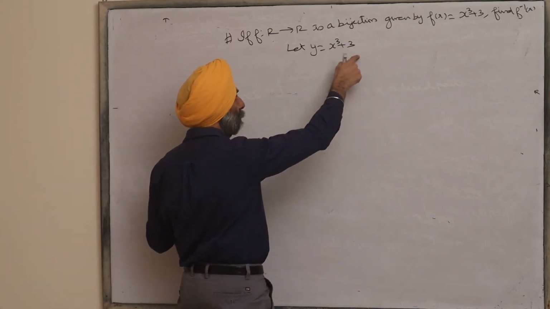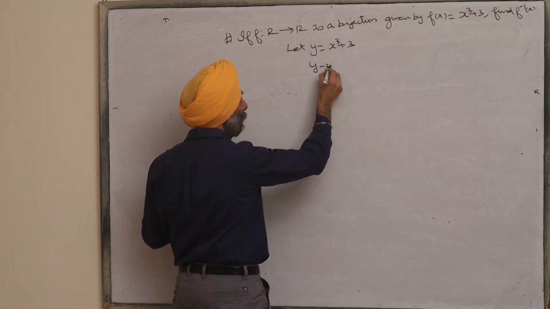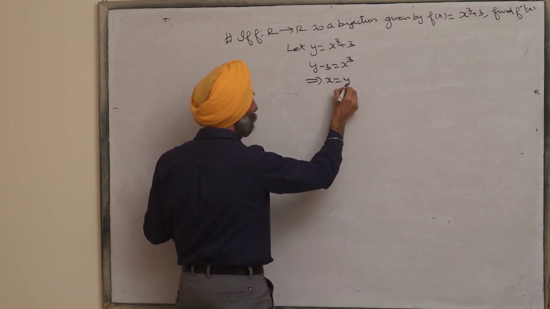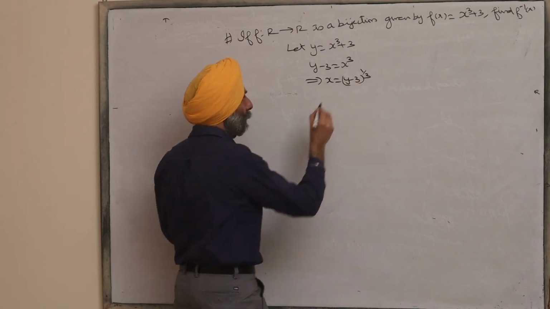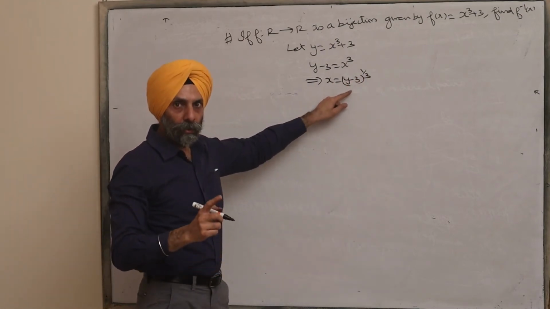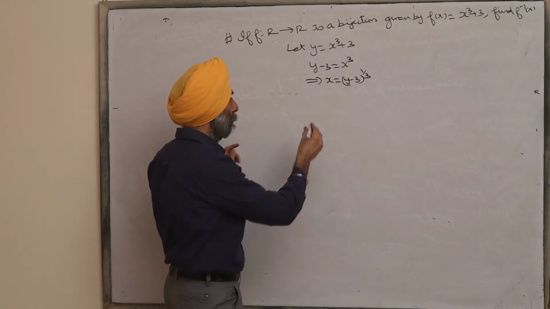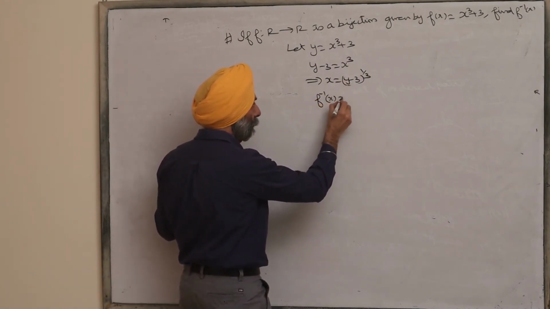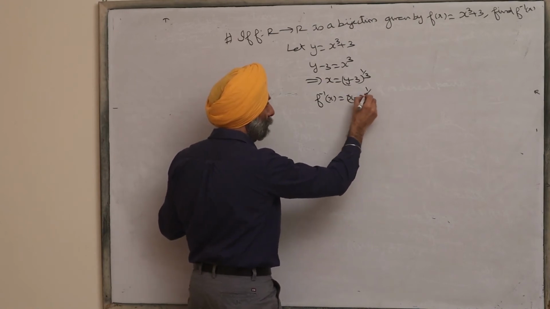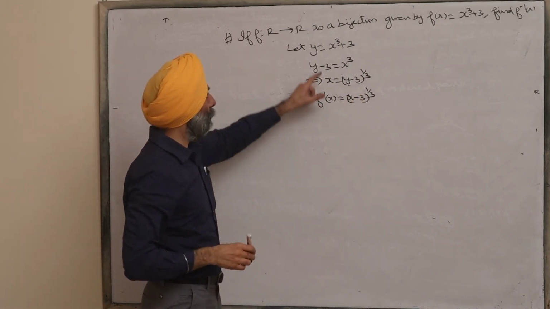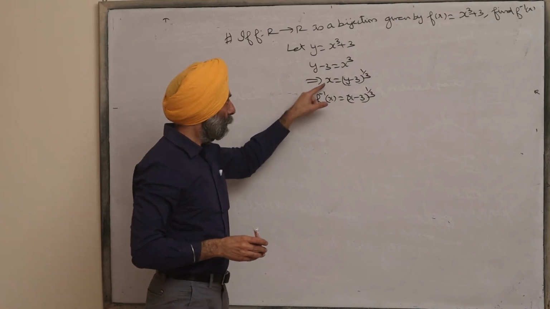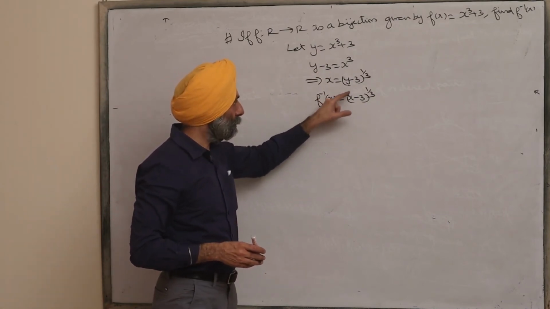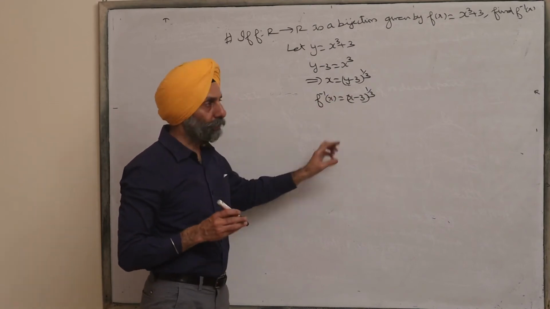Here we have y in terms of x. Can I write down y minus 3 is equal to x cube? So this implies x is equal to (y minus 3) raised to power 1 by 3. Now to write down f inverse, simply change y to x and x to f inverse of x. So this is the inverse of a function. Replace x with f inverse of x and y with x. So this is the inverse of a function here.